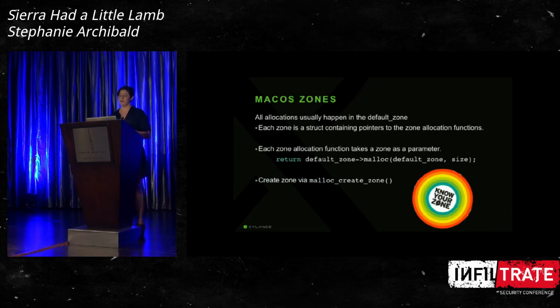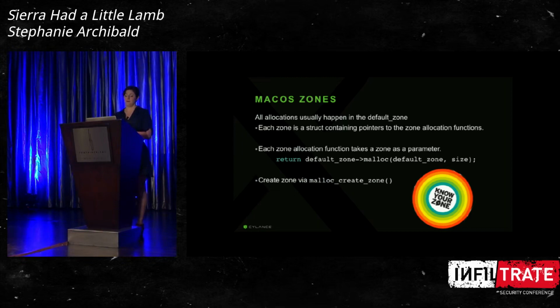OS has this concept called zones. Pretty much it's how it handles allocations. It uses the default zone. Each zone just has a struct pointing to all of the zone allocation functions. You can see it here. This is from libmalloc, but it basically returns default zone malloc. You pass in the zone and then the size.